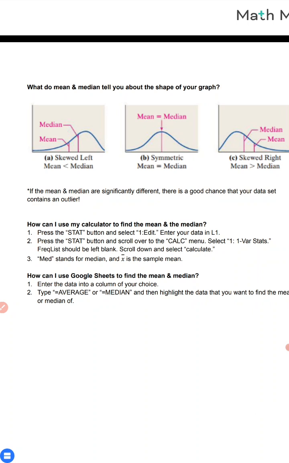If you notice that your mean and your median are equal, or at the very least they're very close, you probably have a symmetric data distribution. Okay, meaning data is pretty evenly distributed on both sides. If you notice your mean is greater than your median, you probably have high outliers, and so then your graph would be skewed to the right.